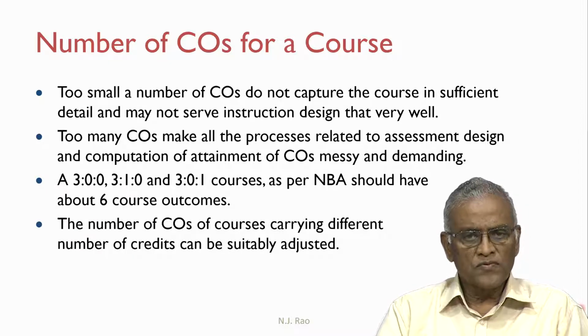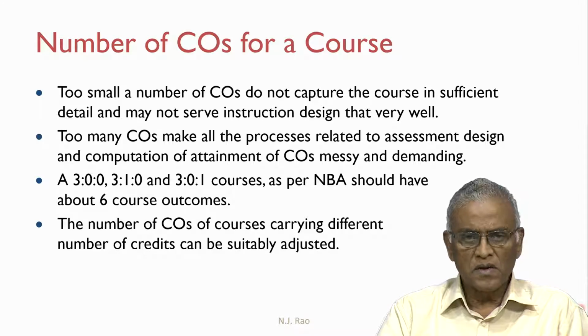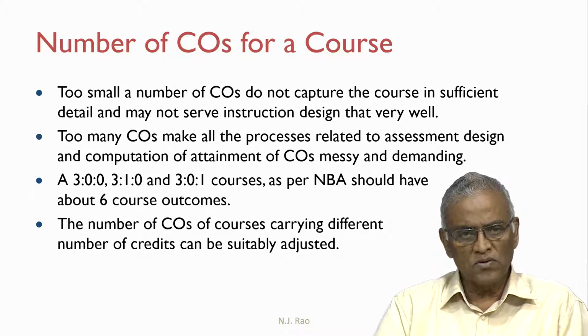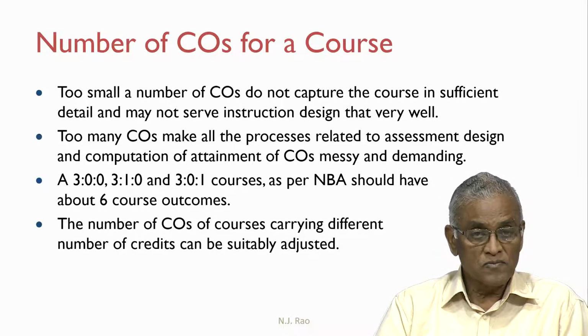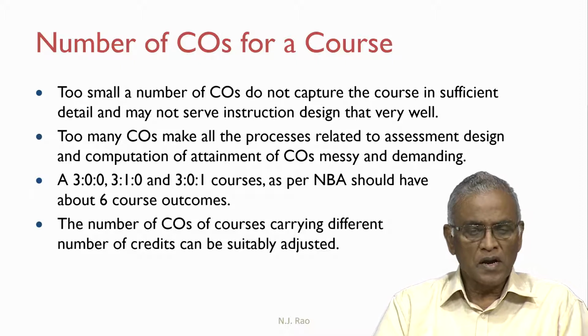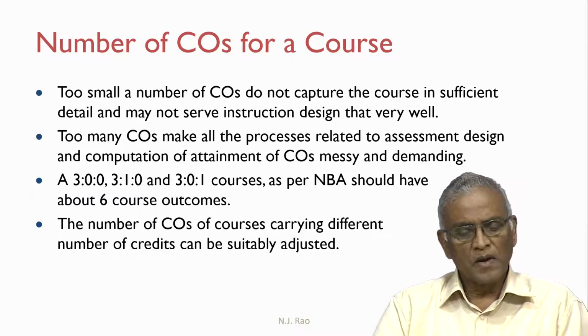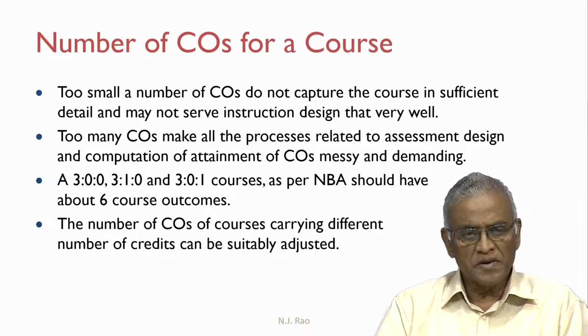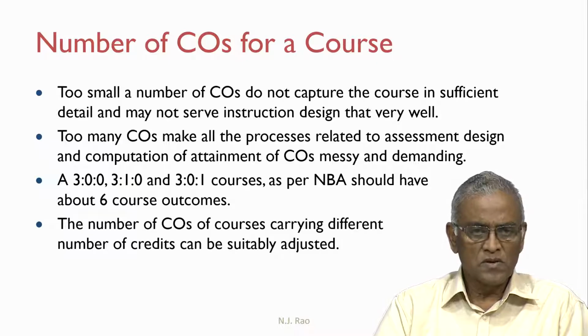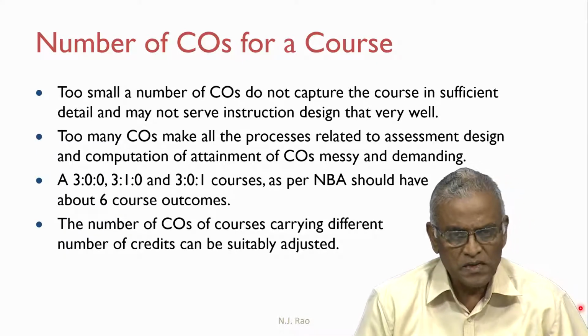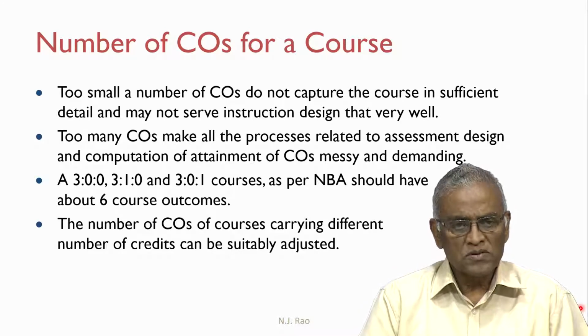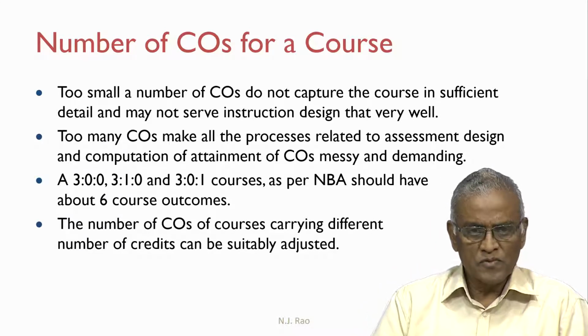The number of COs of a course carrying different numbers of credits should be suitably adjusted, because you can have a course 0:0:1, that means a standalone laboratory, or occasionally you may have 2:0:0 or even 4:0:0. So correspondingly for a 4 credit course you may take it up to almost a maximum of 10, or for a 2 credit course you can limit it to a maximum of 6. So depending on the credits associated with the course, one has to choose the number of course outcomes that you want to write.